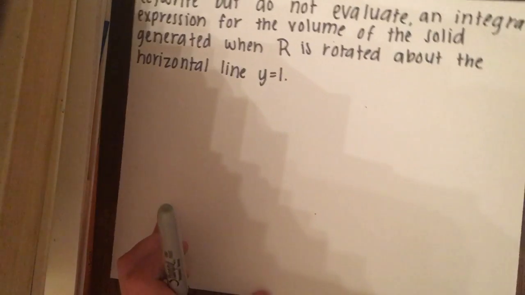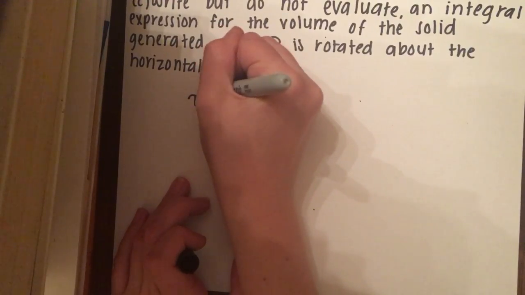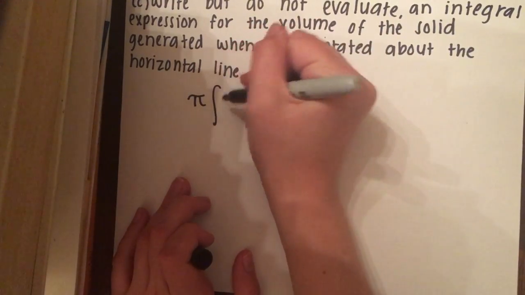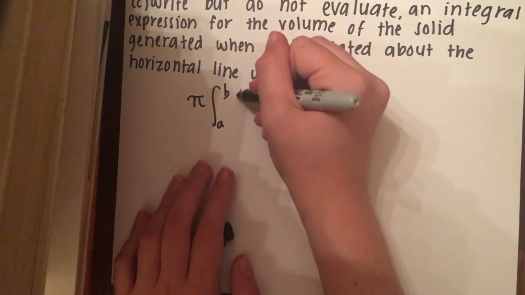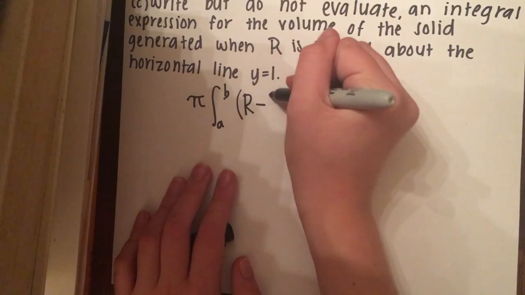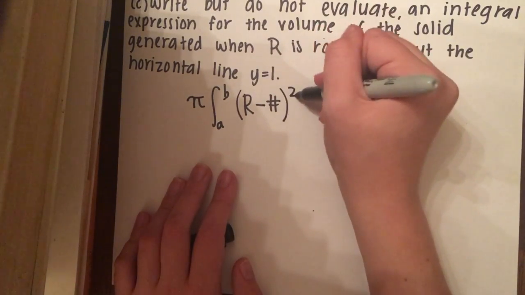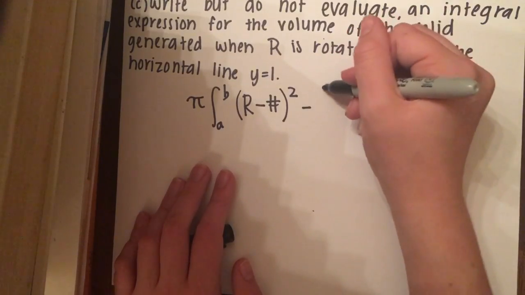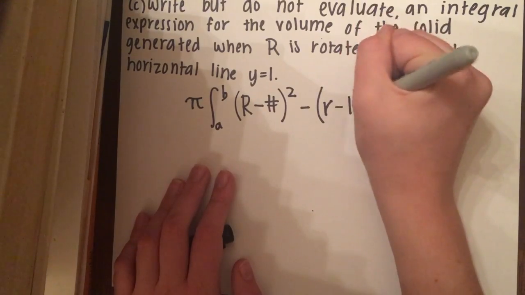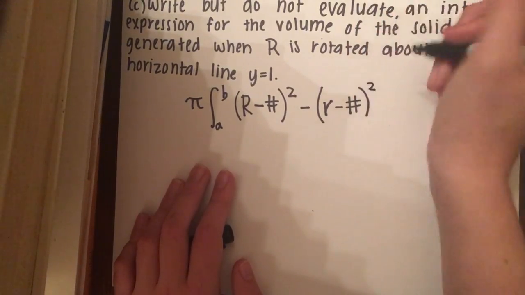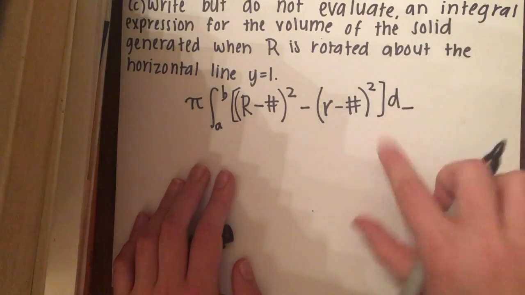So if you recall the formula for washers, it is pi times the integral from a to b, so the two numbers, outer radius minus the number, which is going to be the y equals 1 in this case, squared, minus the inner radius minus the number squared, and then d whatever variable you're using.